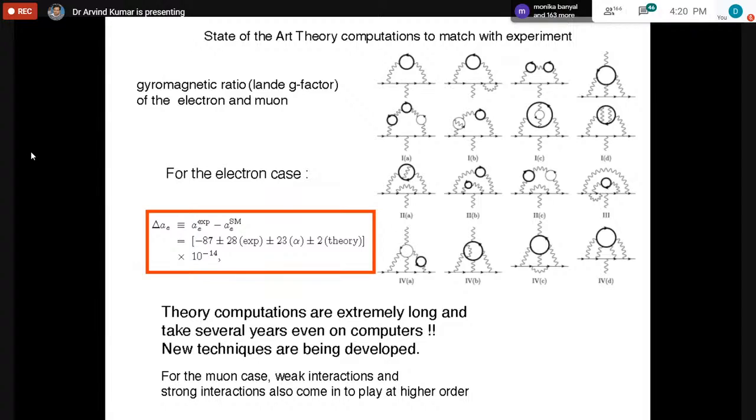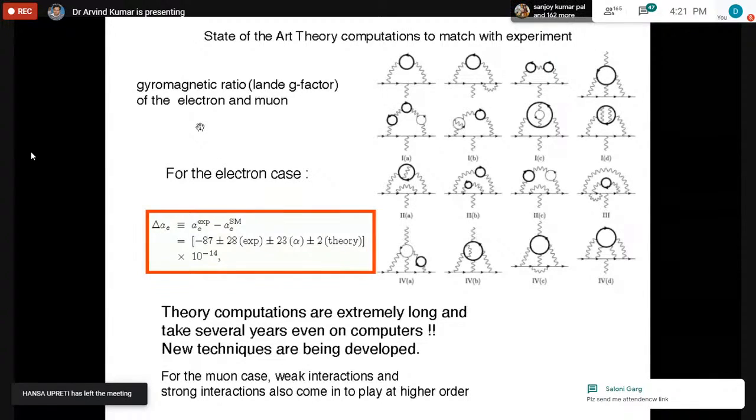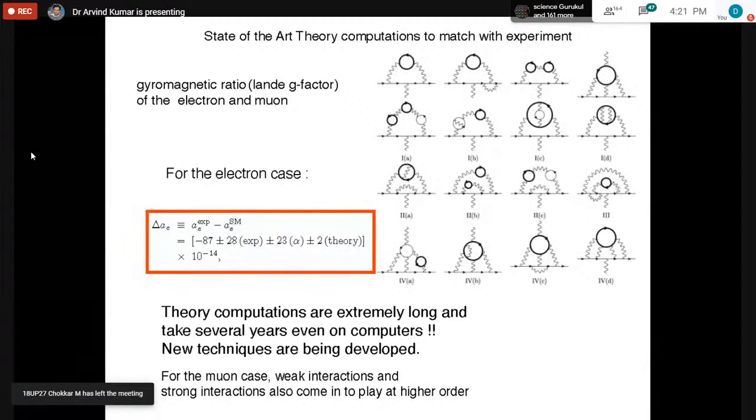What you require to match with an experiment is really state of the art computations. Even then, somehow we are not matching with the experiment right now. So I'll tell you what the state of the art is. There is a particular quantity called the gyromagnetic ratio of the electron. It essentially tells you how the spin couples with the magnetic field. It's the Landé g factor, what you see in your electromagnetism course, which is predicted to be 2 for a spin half particle.